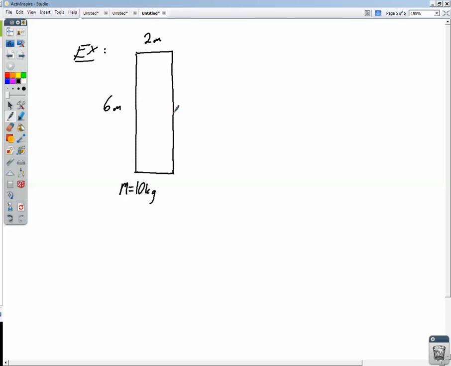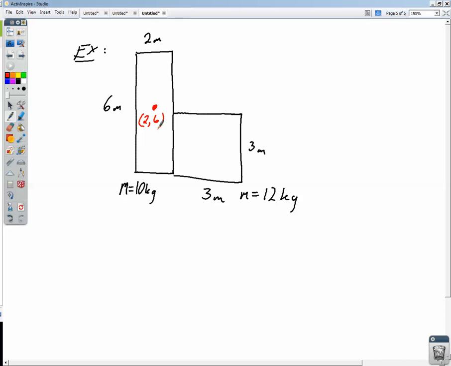And attached to that board is a square board that is 3 meters on a side, and it has a total mass of 12 kilograms. What is the center of mass of this system here? So we know already that the center of mass of the rectangular board is going to be here at 2, 6.